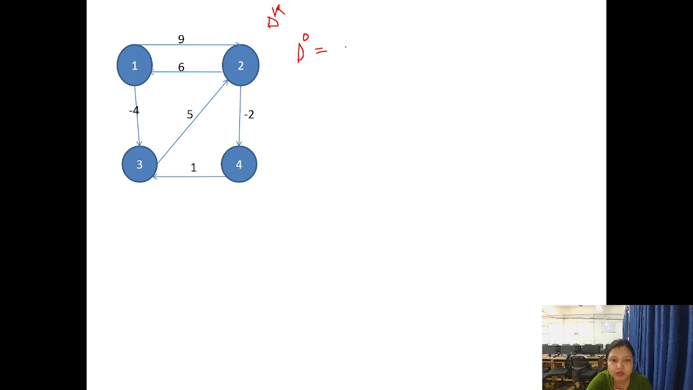So what do we mean by D0? When we say that the value of k is 0, it means the intermediate node is 0. That means we are not using any via path, any via node. So we have to find the matrices out of this graph. Total 4 vertices are there, 1, 2, 3, 4, and 1, 2, 3, and 4.